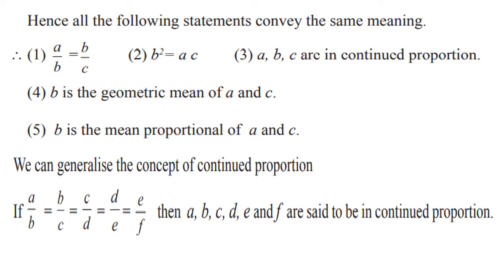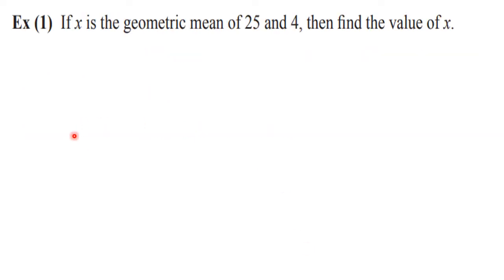So now let's see some solved examples from the textbook. Example number 1. If x is the geometric mean of 25 and 4, find the value of x. See, x is the geometric mean of 25 and 4. That means what? 25, x and 4 are in continued proportion. X is the middle term and these two are the extreme terms. Try to understand this. How will you write? You will not write x, 25 and 4. You will write 25, x and 4. X is the mean here. It is in between these two numbers.